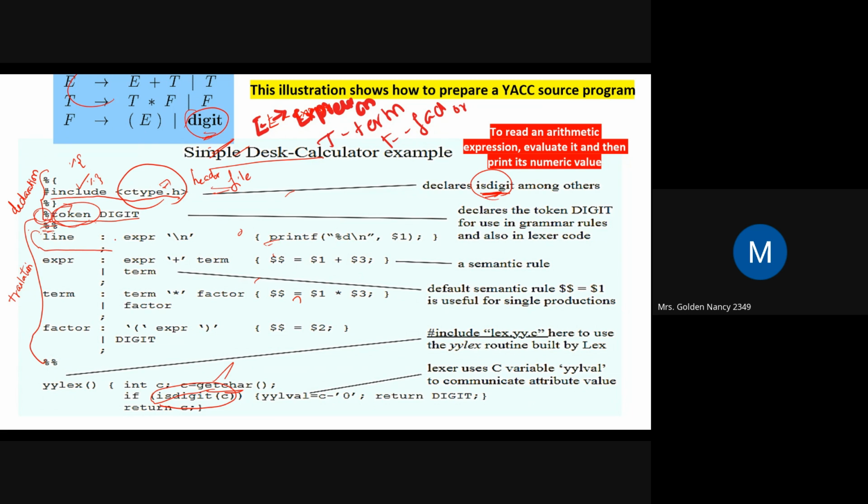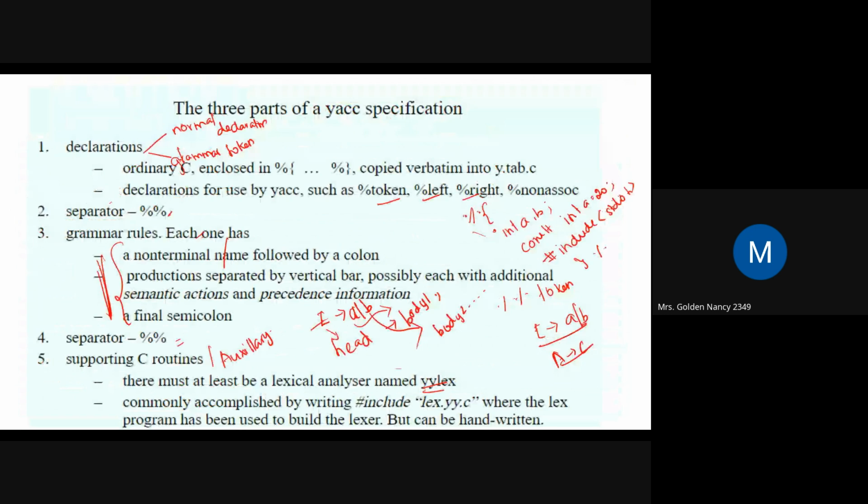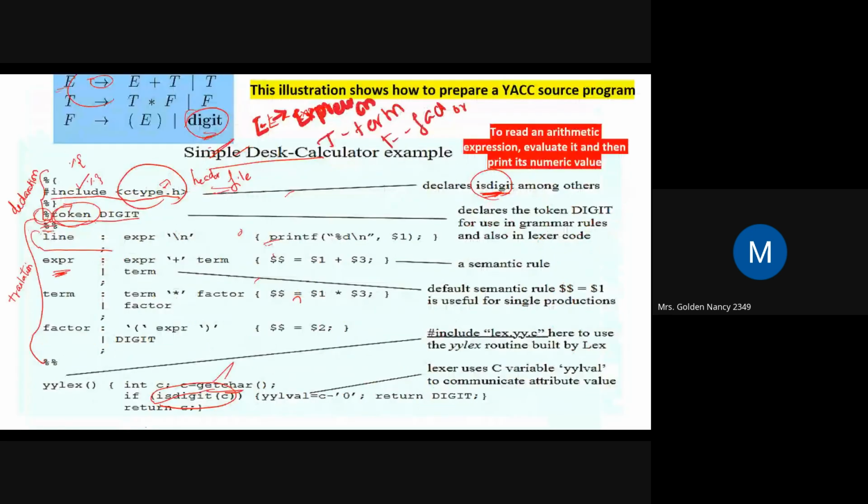This is the first line. The second line is expression. We are specifying the grammar rule: E is called expression. Instead of an arrow, they have given a colon. This is what is specified in the grammar rule. So expression, colon, instead of arrow we are specifying the colon.